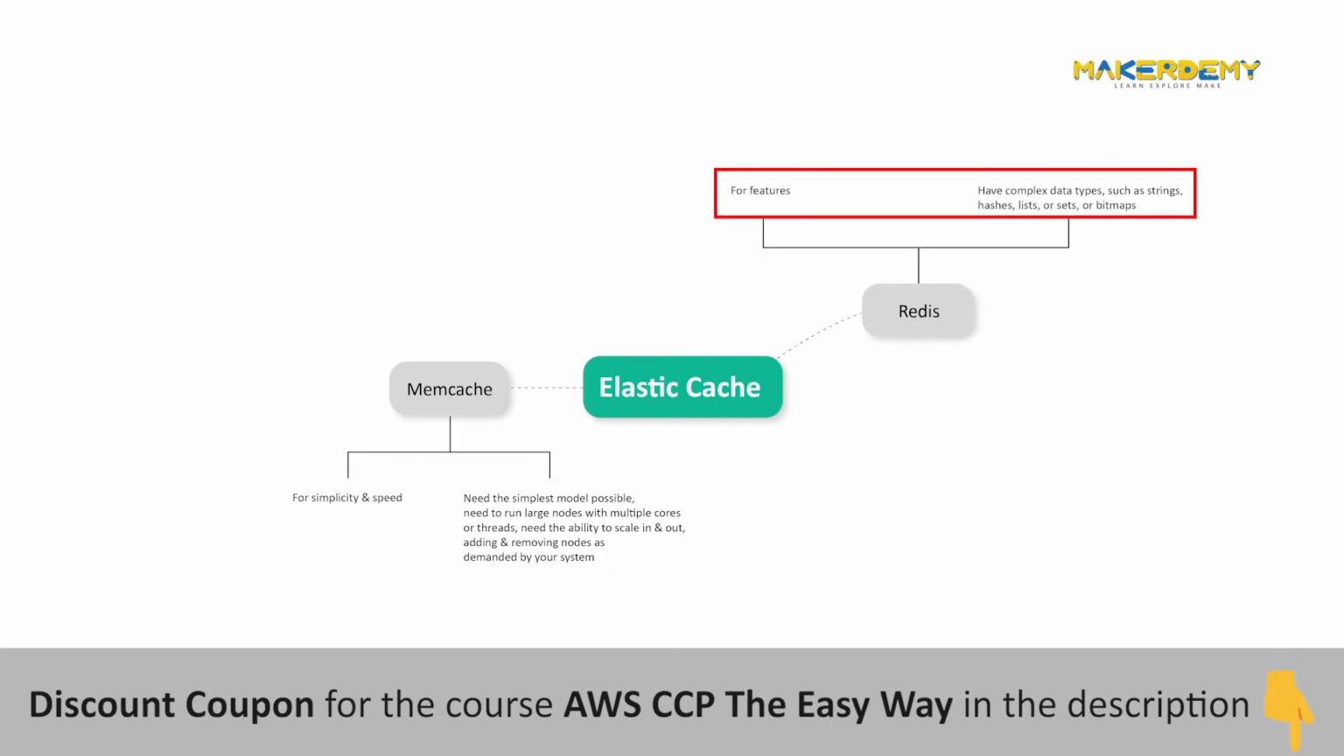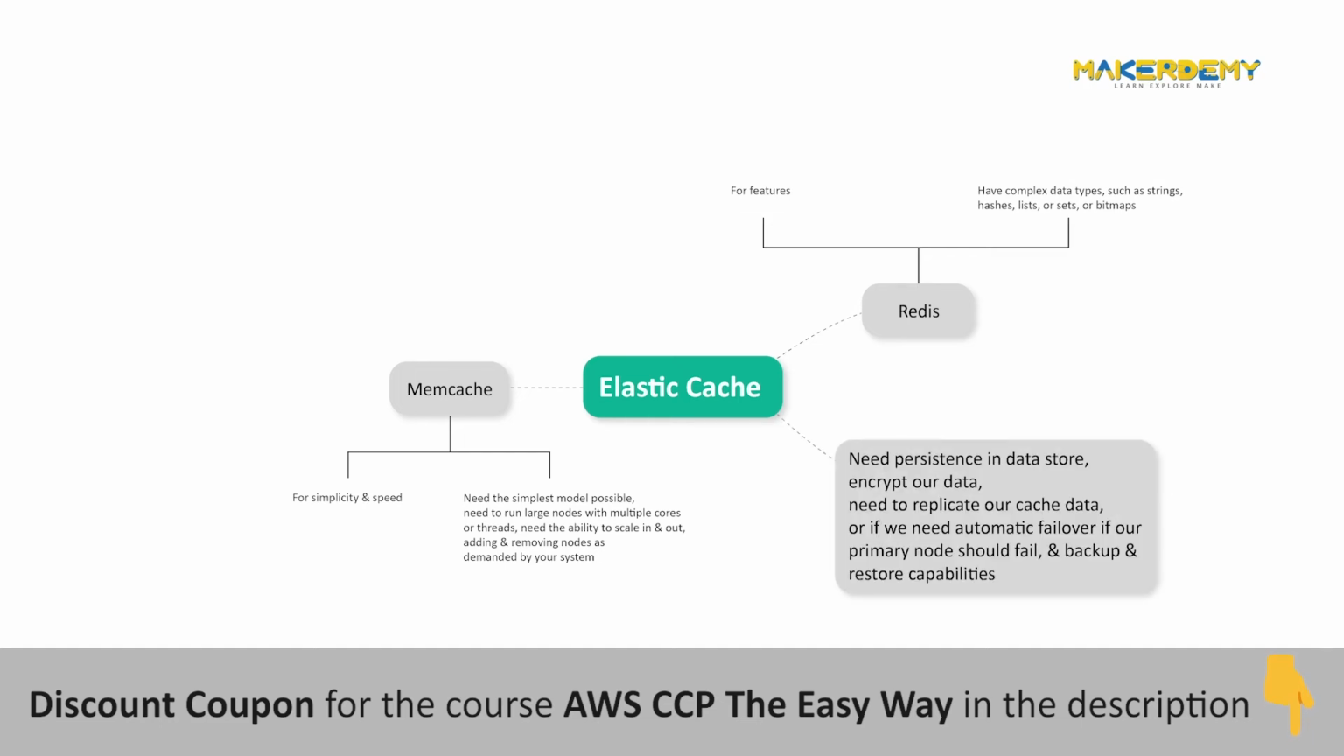Use Redis if we have complex data types such as strings, hashes, lists, sets, or bitmaps, for example. If we need persistence in our data store, or if we need to encrypt our data, replicate our cache data, or if we need automatic failover if our primary node should fail, and if we want backup and restore capabilities, if we need support for multiple caches, or we need to sort or rank in-memory data sets, it's all about the features, and Redis delivers on those.